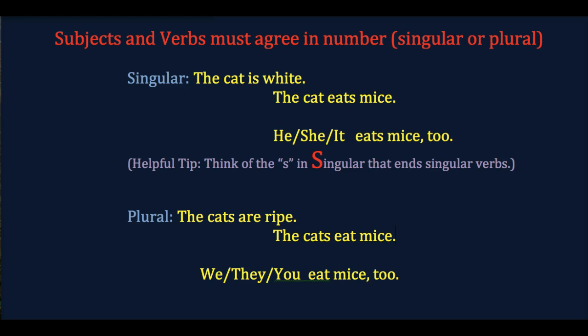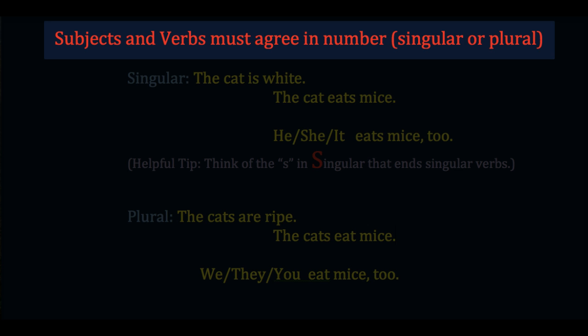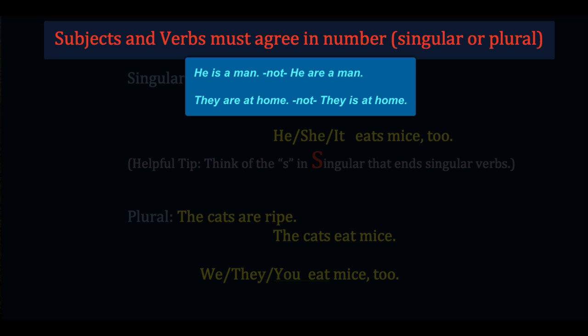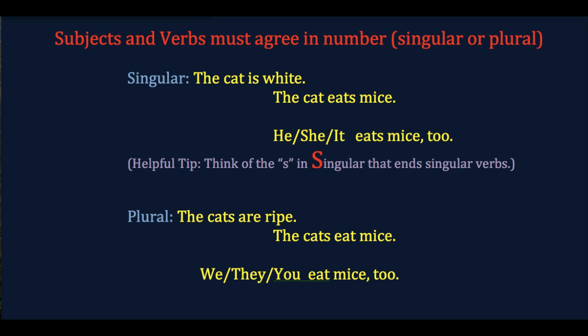So let's begin with what is agreement? Well, subjects and verbs must agree in number. If the subject is singular, the verb must be. If the subject is plural, the verb must be. We say, he is a man. We don't say, he are a man. We say, they are at home. We don't say, they is at home. That is agreement between subject and verb.